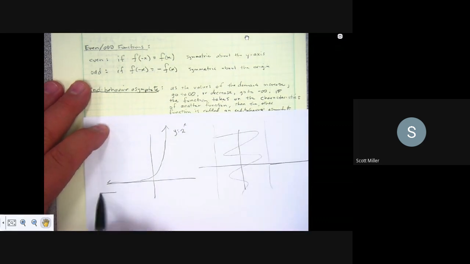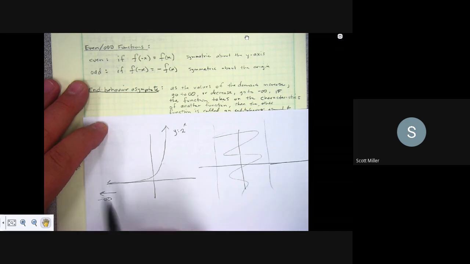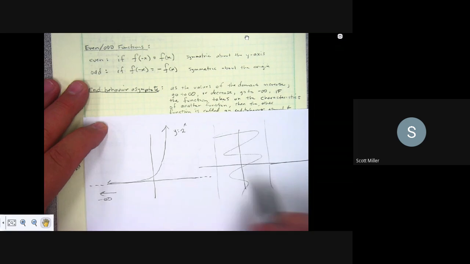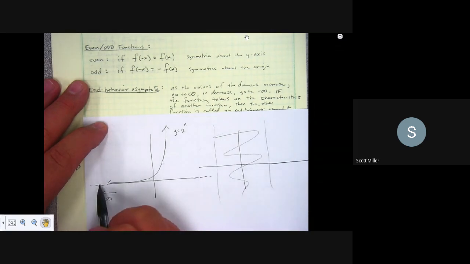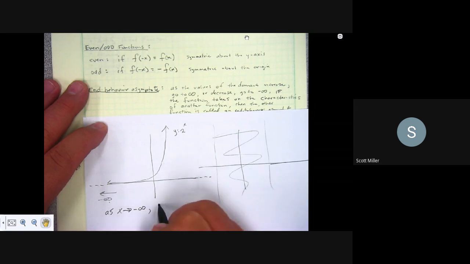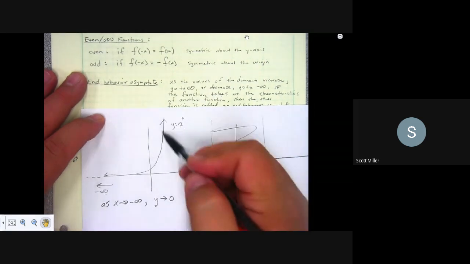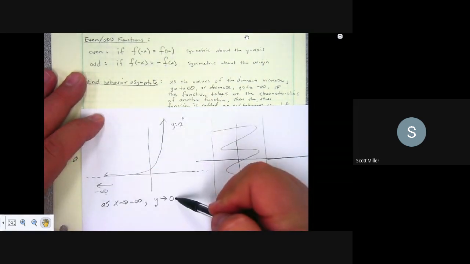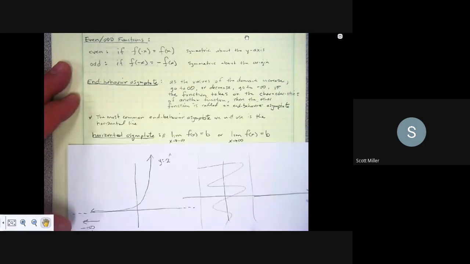But what happens way out here at negative infinity? What is this graph doing? It's getting smaller and smaller and smaller and smaller, getting closer and closer and closer to 0. So we usually designate asymptotes with dotted lines. This graph is getting closer to 0. So the end behavior is as x goes to negative infinity, the function y goes to 0. This graph is getting closer to the number 0. So 0 then becomes a horizontal asymptote.